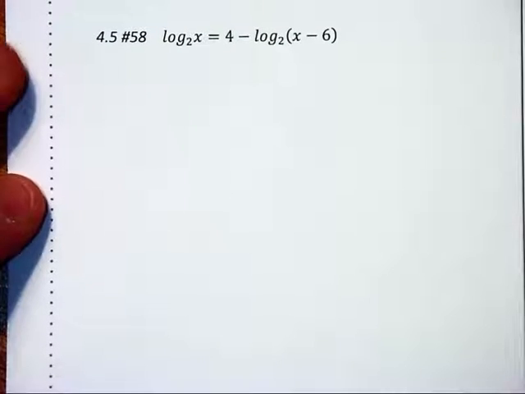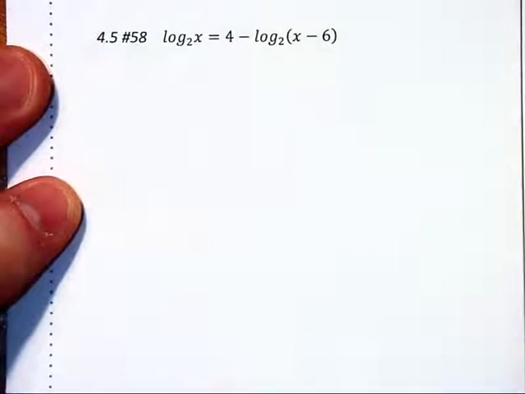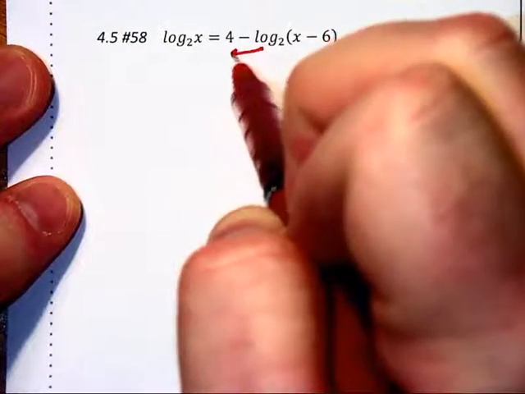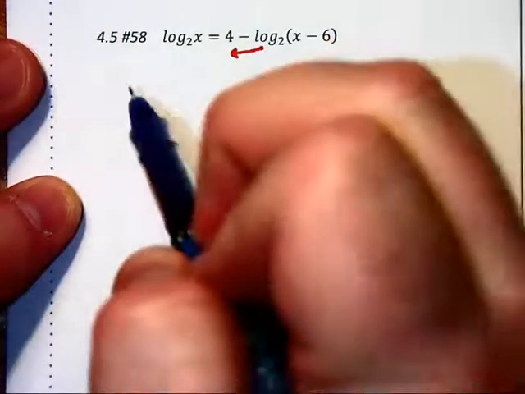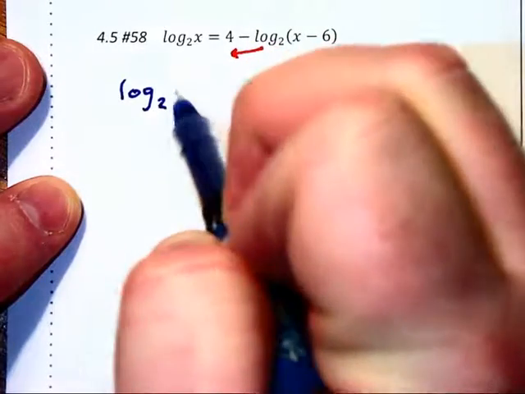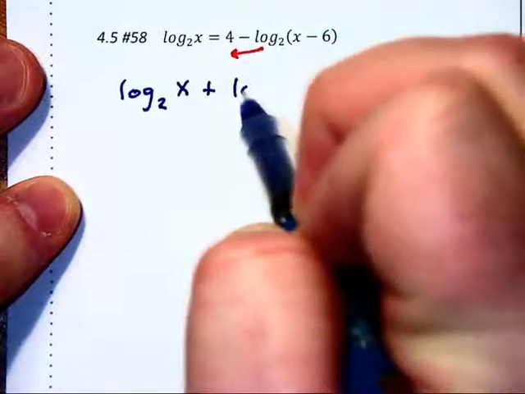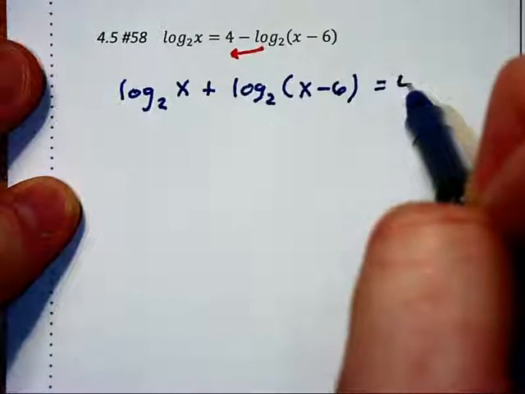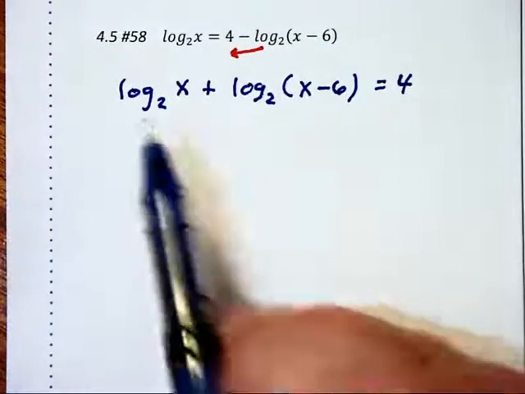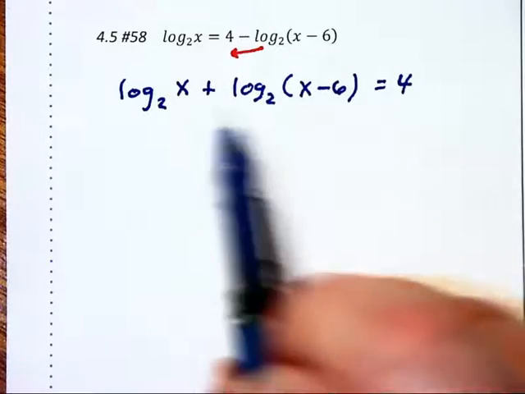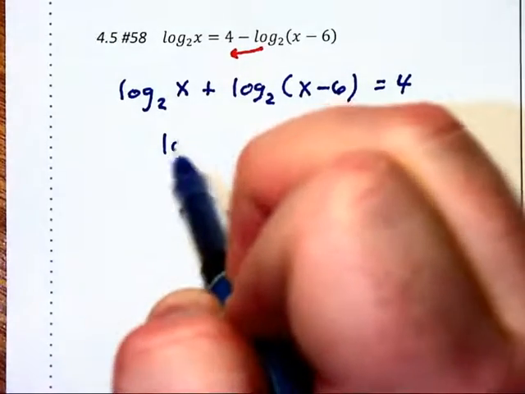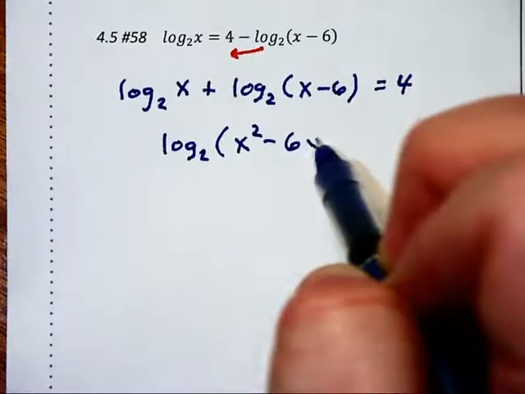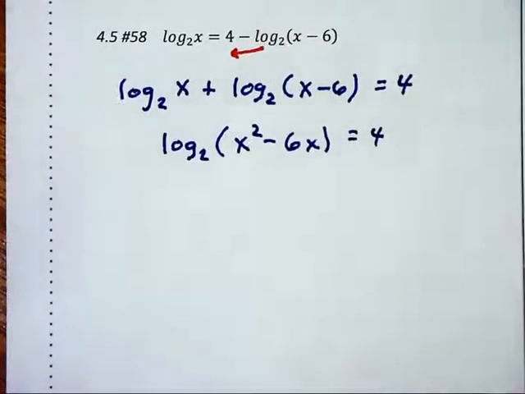Let's take a look at this next problem. Again, we've got logs on two different sides of the equation, so let's add the log on the right to both sides. This will give us log base 2 of x plus log base 2 of x minus 6 equals 4. And then we have two logs being added together, so we can multiply the arguments together. Log base 2 of x squared minus 6x is equal to that 4.